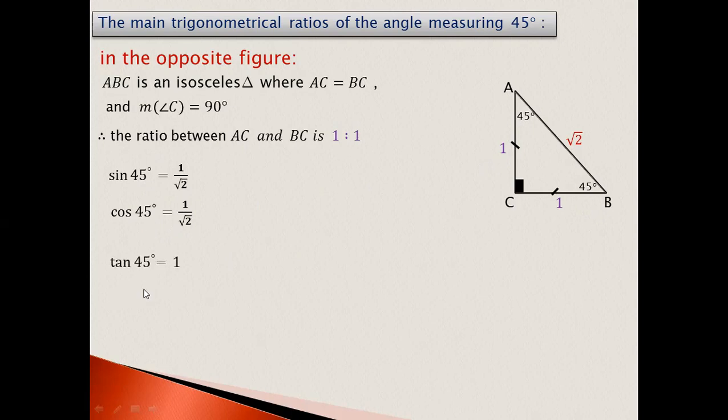If we need to find tangent of the angle 45, we know that tangent of any angle equals the ratio between the opposite side of this angle and the adjacent. And the opposite side of the angle 45 is 1, and the adjacent is also 1. So the final result is going to be 1. So the tangent of the angle 45 equals 1. Again, sine of the angle 45 is equivalent to cosine of the angle 45, which equals 1 over root 2.